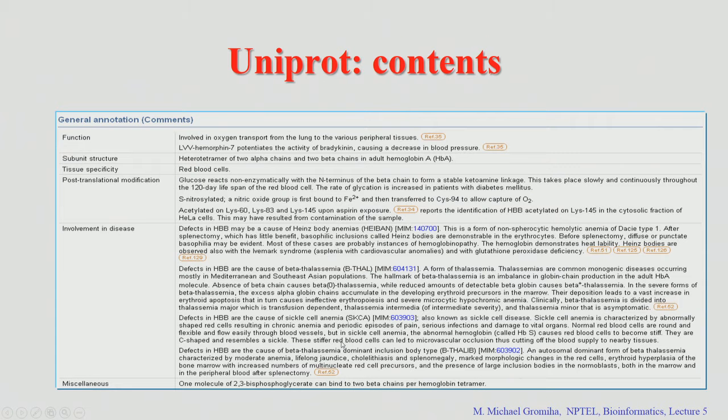Then we go with the general annotation, they try to include most of the data available in the literature. So, what is the function of this particular protein? They transport oxygen from lungs to the tissues. So, this is a major transport. Then how many subunits are in this particular protein? Yeah, totally 4, because it has 2 alpha chains and 2 beta chains: alpha 1, alpha 2, beta 1, beta 2.